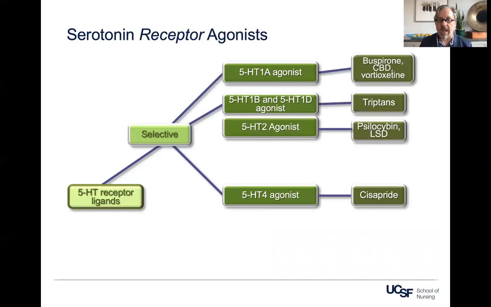So with the serotonin 1A, we have things such as buspirone or Buspar. Interestingly, it looks like cannabidiol, or CBD, is a serotonin 1A receptor agonist, and also vortioxetine, or Trintellix, has some effect on this. The triptans that we use to treat migraine headaches work on the serotonin 1B and 1D receptors as agonists. And classical psychedelics, such as psilocybin and LSD, require activation of the serotonin 2A receptor in order to have their effect.